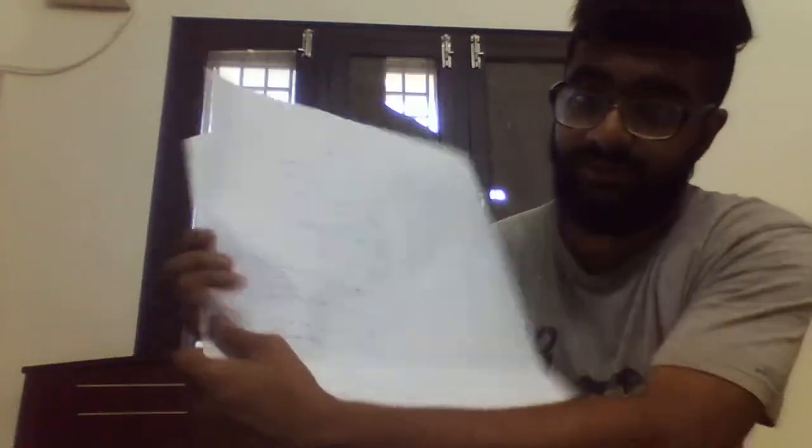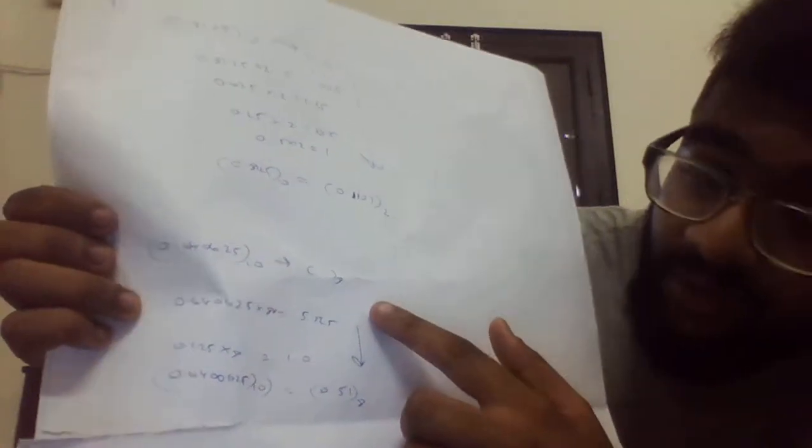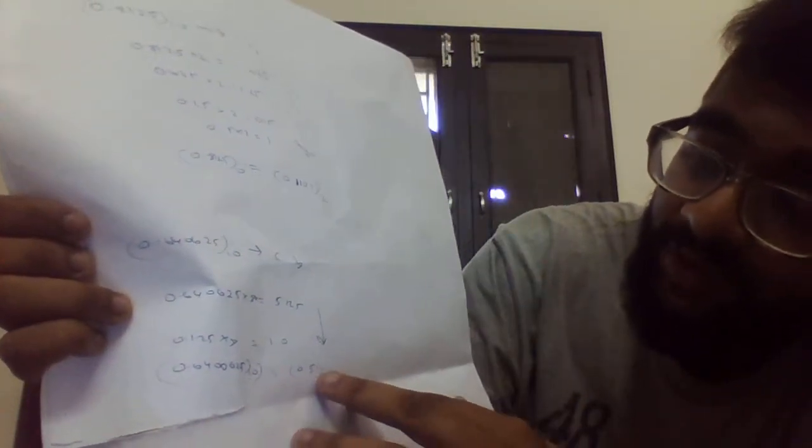The next question is question number 8. 0.640625 in decimal base to octal base. Here also we do the same thing. We multiply 0.640625 into 8, and then the procedure keeps repeating, and then gradually you get these values. See these values, and you go from up to down, and you get this answer 0.51.